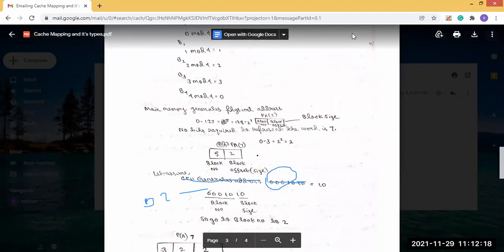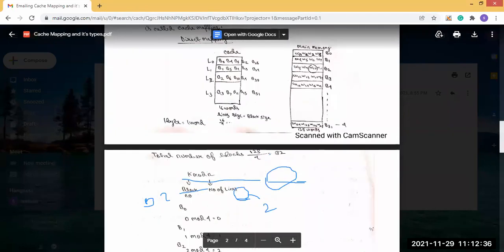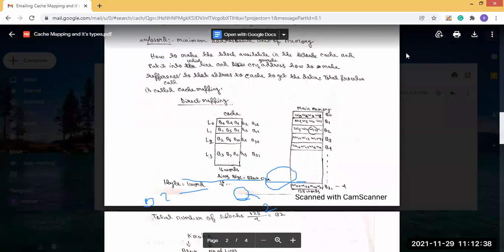And here the last 2 bits are 10, and 10 also means 2. That means we have to go to block number 2, and in this block number 2, what is the second word? We always start counting from 0. So the first, 0th word is word number 8.